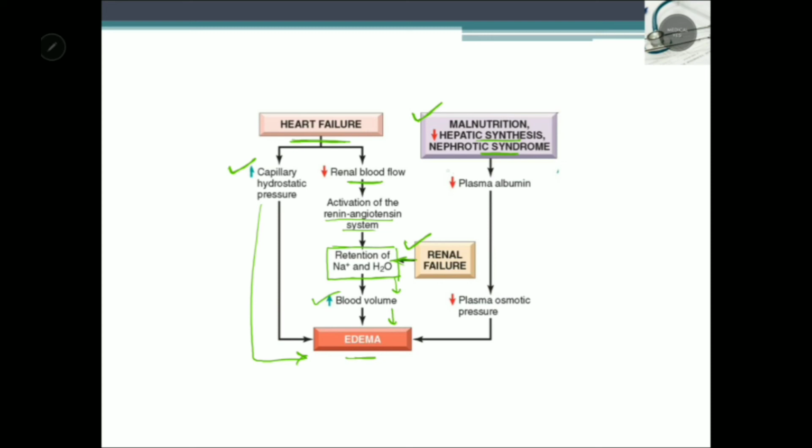So all of this is going to lead to decrease in the plasma albumin, and it is going to lead to decreased plasma osmotic pressure. So the proteins are not going to be able to retain the fluid or draw in the excessive fluid from outside into the vessels back again. So it is obviously going to lead to edema again.